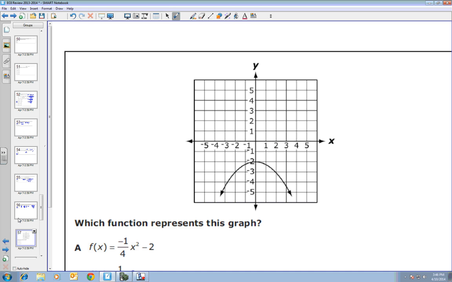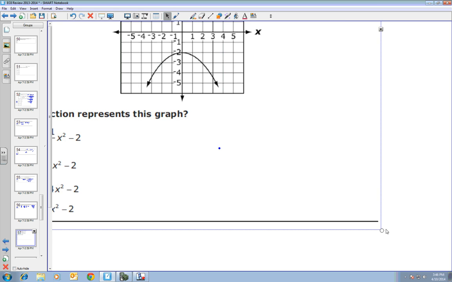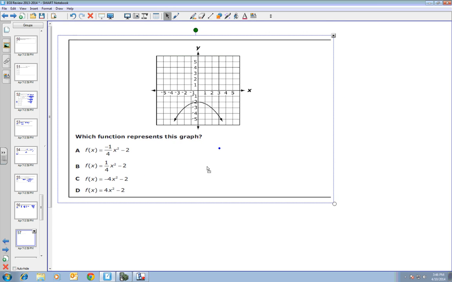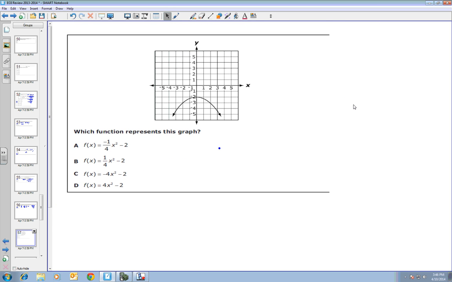Which function represents this graph? So let me get it a little smaller so we can see the entire thing. Okay. So which function represents this graph? Well, first of all, we know that this graph opens down, so my x squared term has to be negative. So I can automatically count out b and I can count out d. Okay, so we need to figure out, is this negative 1/4 x squared minus 2 or negative 4x squared minus 2? Well, I can graph that and see.